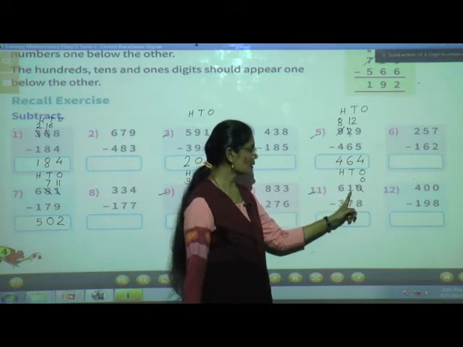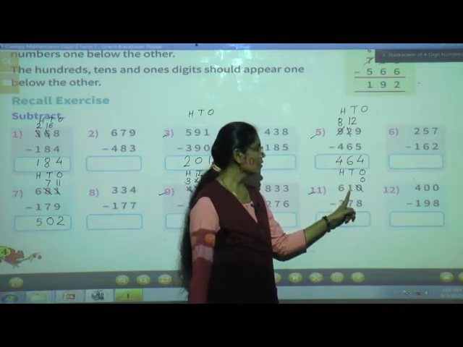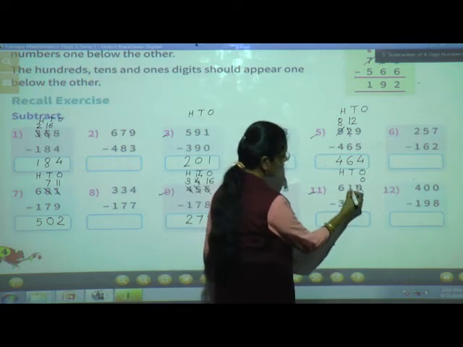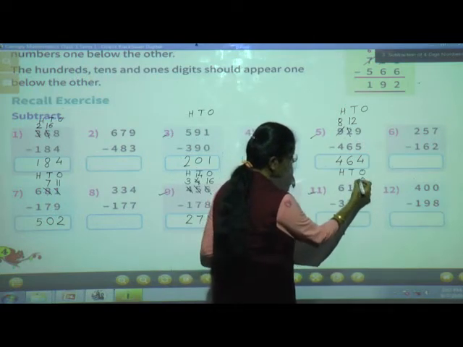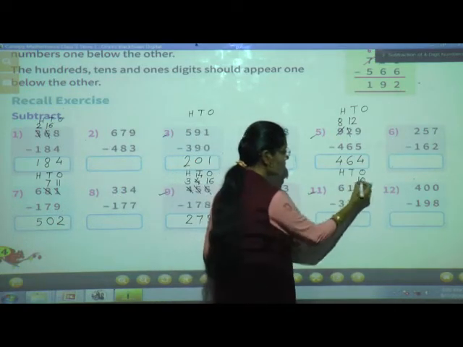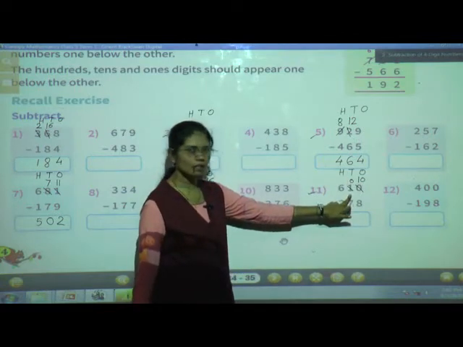Now who is neighbor of ones? Tens is neighbor of ones. Now neighbor is having only 1. So what we will do? We will take one borrow from this neighbor. So here this 0 will become 10. Now 1 minus 1, 0. Now neighbor remains only 0.